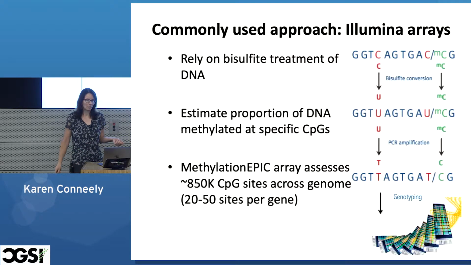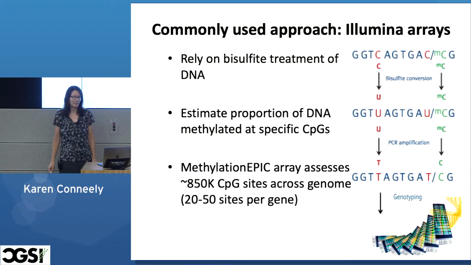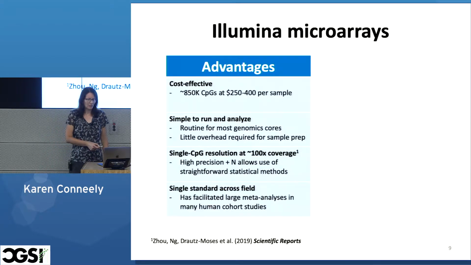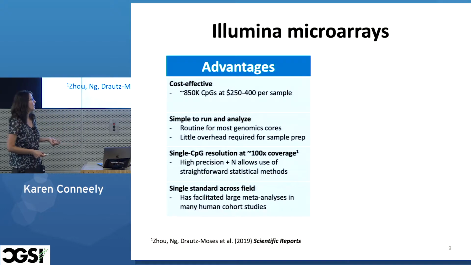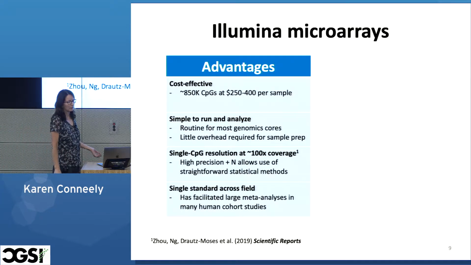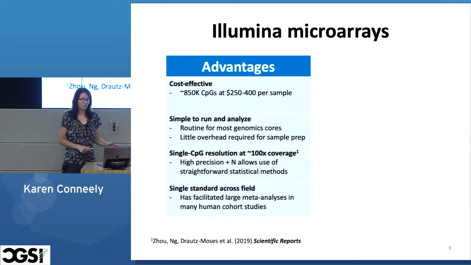The state-of-the-art Illumina array that everyone uses right now is called the methylation EPIC array. It looks at nearly 1 million CpG sites across the genome, coming to about 20 to 50 sites for each gene. Some of the advantages of this array and the reasons why everybody uses it is it's very cost-effective. Depending on whether you do the sample prep in your own lab or whether you send it all to a core, it'll cost usually between $250 to $400 per sample. It's very simple to run and analyze. Almost every core has the capacity to do this. Many labs can do the sample prep themselves without the need for additional equipment.